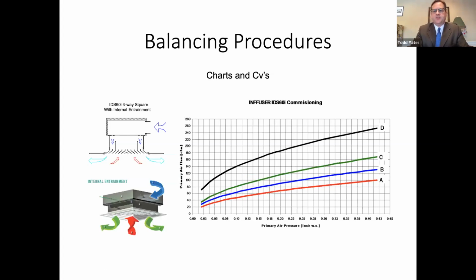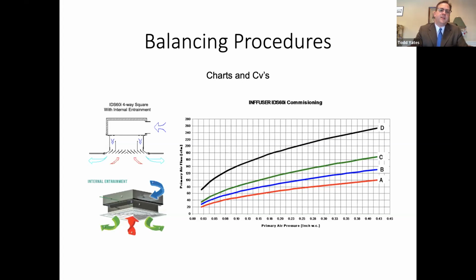So with their procedures, they've told you what to avoid, what not to do. Here's how they recommend doing it. They provide charts and CVs, and this is consistent with all manufacturers of these devices. This chart is from the diffusers that were on our project, and you can see there are 4 different nozzles available, and they fit these nozzle arrays to the diffuser based on a number of things, specifically how big it is, how much primary airflow, and how much mixed airflow you're going to need.